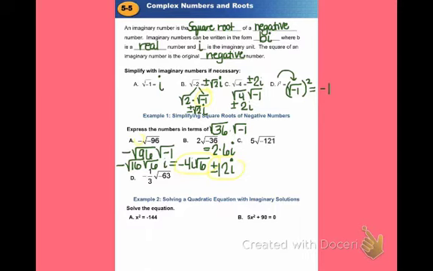So I want you to try example C as a you try question. So go ahead and pause the video now and express these in lowest terms and in terms of i. Okay, so check out your answer. You should have gotten plus or minus 55i.